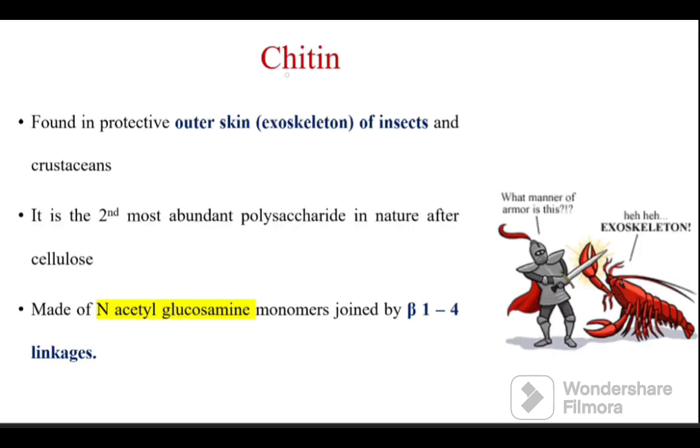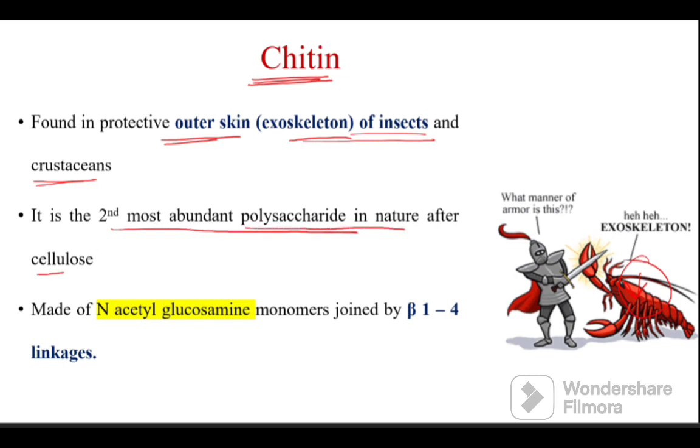The next homopolysaccharide is chitin. It is present in the outer skin or exoskeleton of insects and in crustaceans. It is the second most abundant polysaccharide in nature after cellulose. It is made of N-acetyl glucosamine monomers. Till now we have seen glucose and fructose. Now chitin is made of N-acetyl glucosamine, which are joined by beta-1,4 linkages.